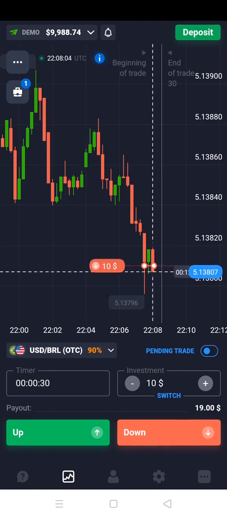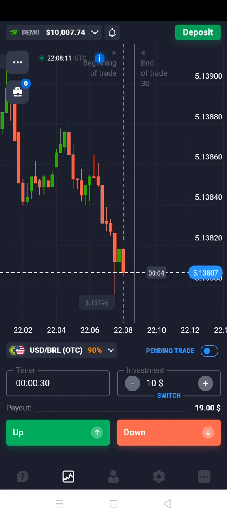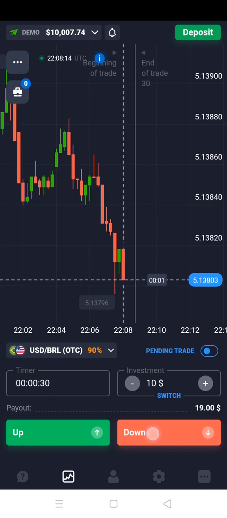So now, can you see this line here? Now you see I won the trade and I got a profit. You can see in green. I got my $9 profit. Let me take another down trade for you.